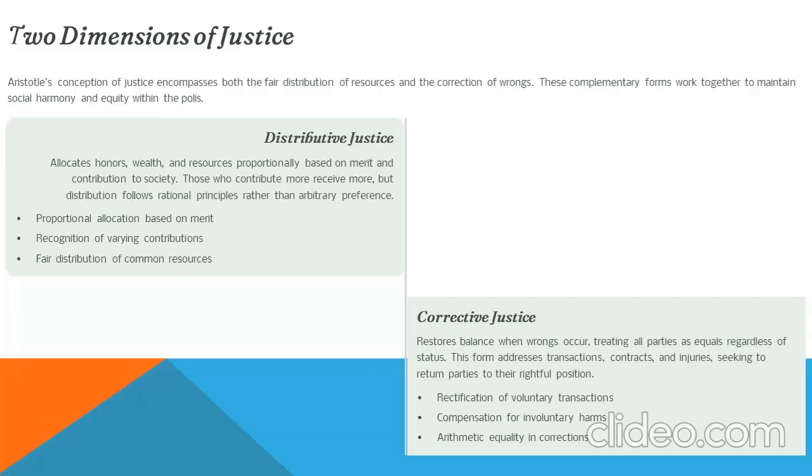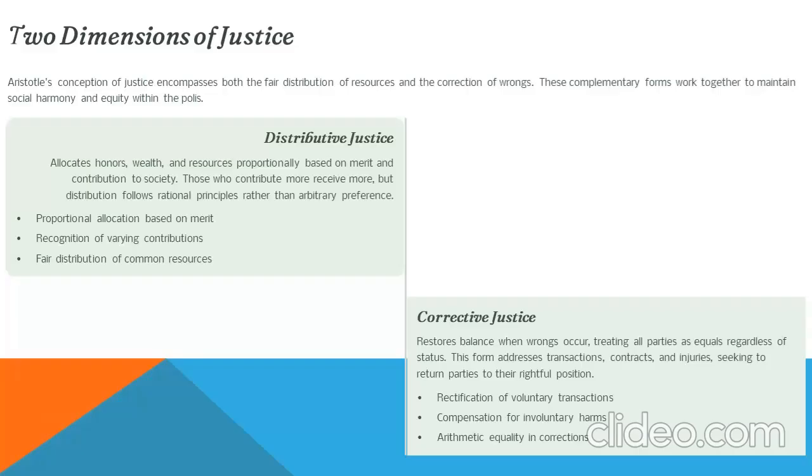These complementary forms work together to maintain social harmony and equity within the polis. Distributive justice allocates honor, wealth, and resources proportionally based on merit and contribution to society. Those who contribute more receive more, but distribution follows rational principles rather than arbitrary preferences. Proportional allocation based on merit, recognition of varying contributions, fair distribution of common resources.